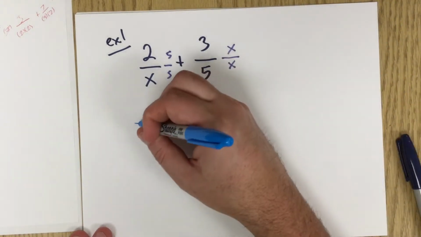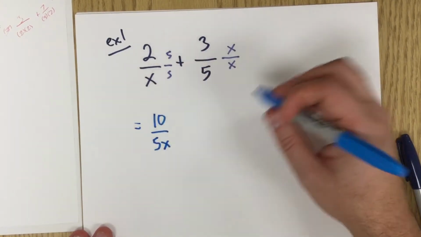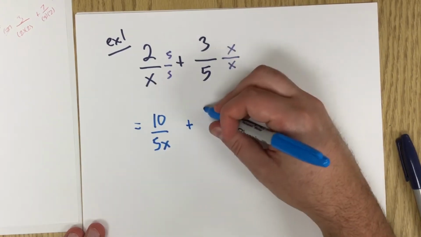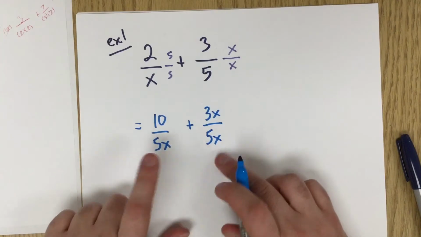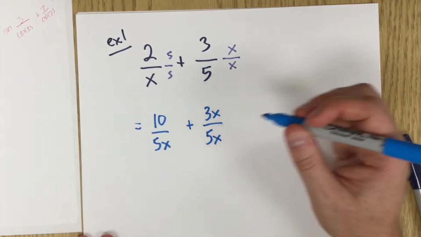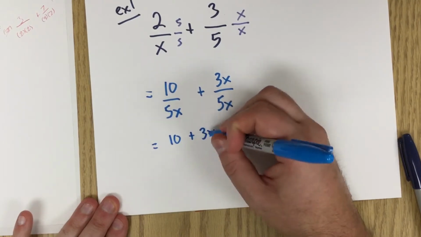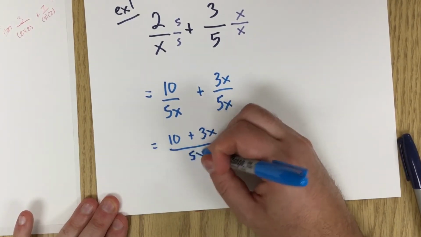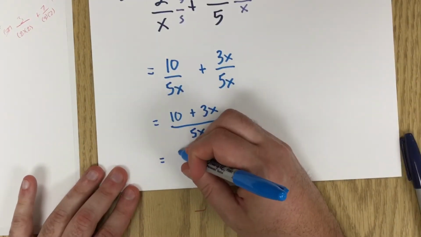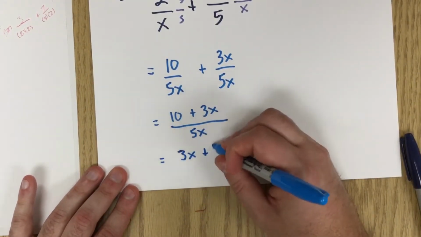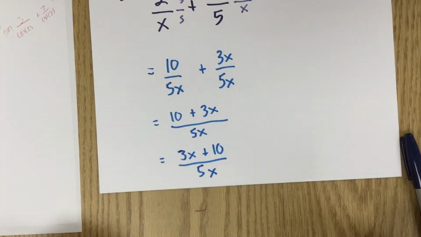And that's going to give us 2 times 5 is 10 over 5x plus 3x over 5x. The denominators are the same, so we could just add them up. So we're going to get 10 plus 3x over 5x. Or the pretty way of writing it would be 3x going from the highest degree to the lowest: 3x plus 10 over 5x.